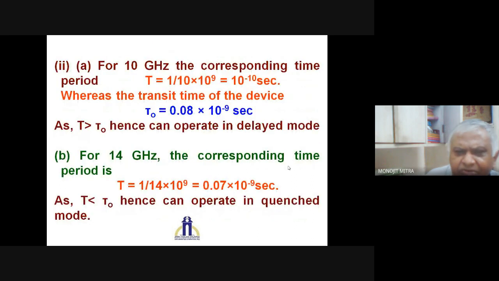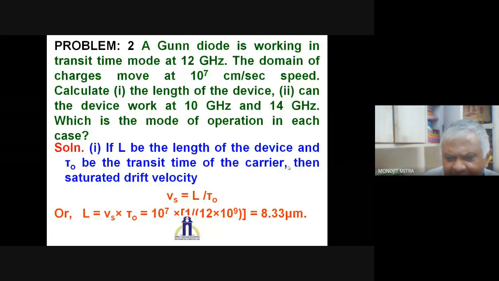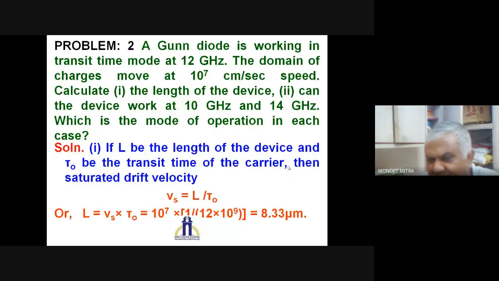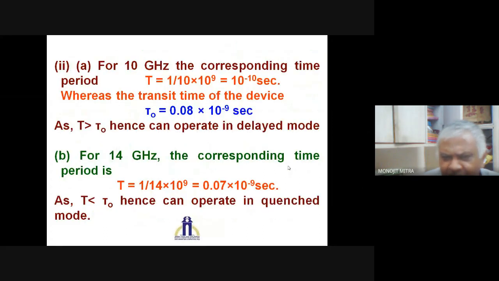Anyhow, we have calculated here from frequency 10 gigahertz, T is 1 by F. The transit time we have already calculated, tau 0, in the problem earlier. So transit time is given here. We got the transit time from 1 by 12 gigahertz. 1 by 12 into 10, that value is 0.08. So as T is greater than tau 0, as I told you, it is delayed mode.